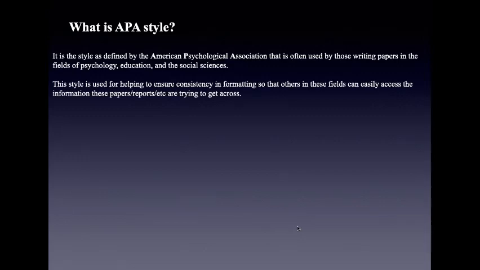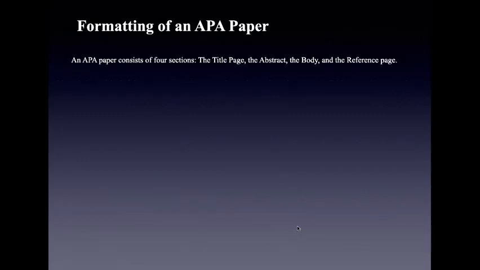In order to do all that, I'll have to define what APA style is. This style is defined by the American Psychological Association and is often used by those writing papers in the fields of psychology, education, and the social sciences. This style is used for helping to ensure consistency in formatting so others in these fields can easily access the information these papers and reports are trying to get across. This is just to make sure that people can find stuff.